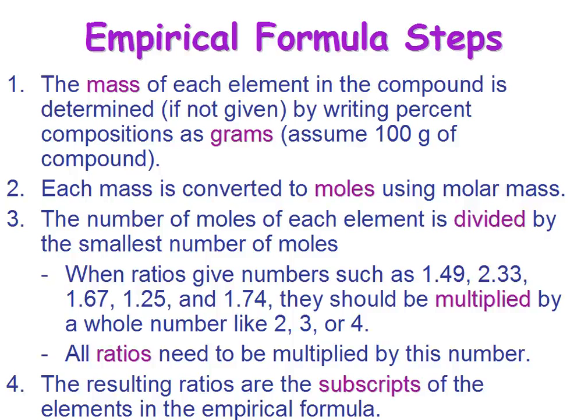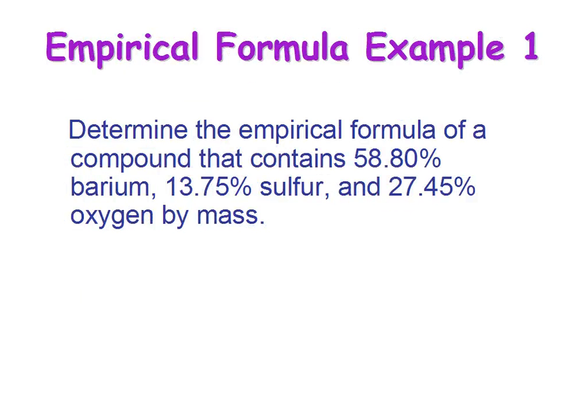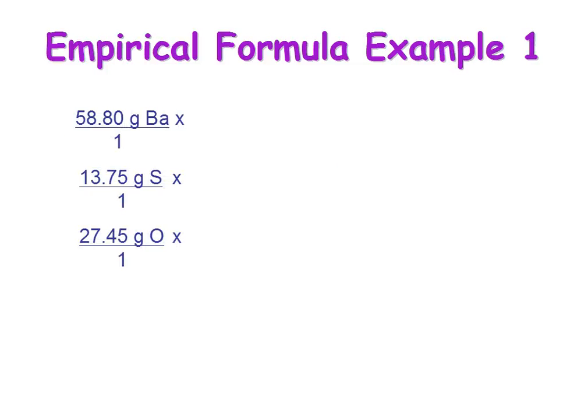So we're going to do a couple of calculations with this. The first one, we're going to be finding the empirical formula of a compound with barium, sulfur, and oxygen. And you're given the percentages: 58.80% barium, 13.75% sulfur, and 27.45% oxygen. So step 1 is turning those percent signs into grams. And so 58.80% barium becomes 58.80 grams of barium. Same thing for sulfur, and the same thing for oxygen.